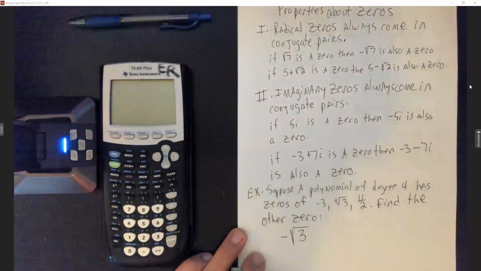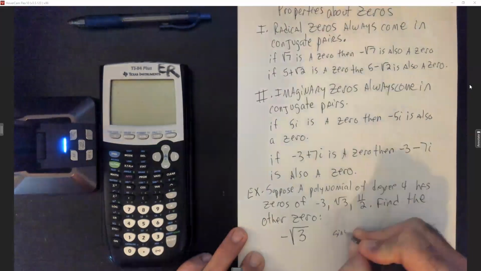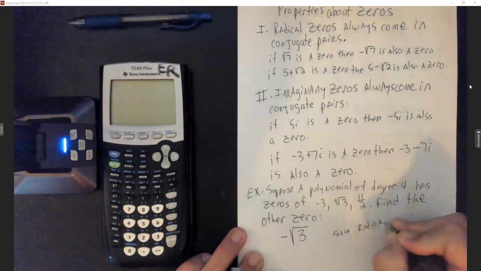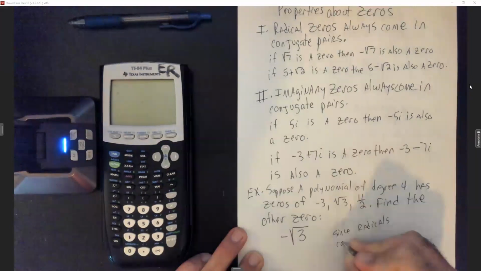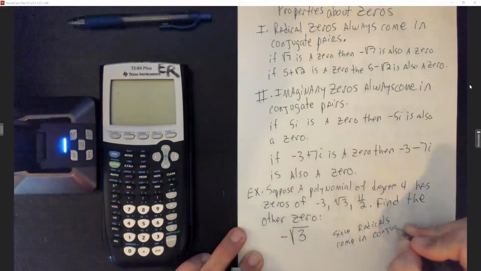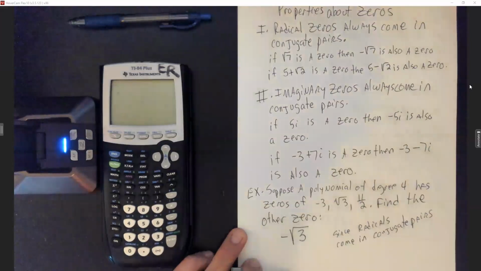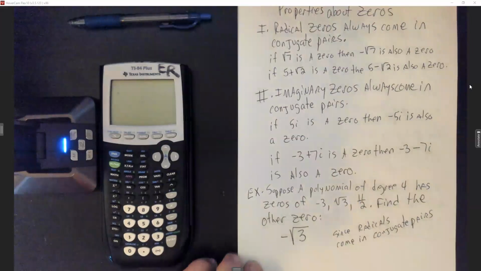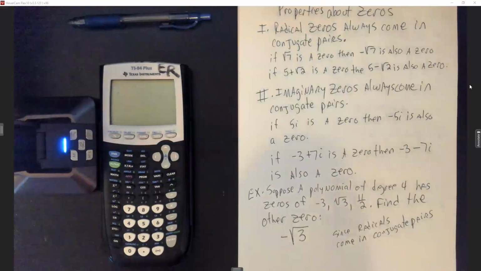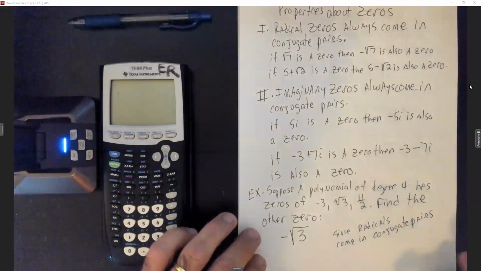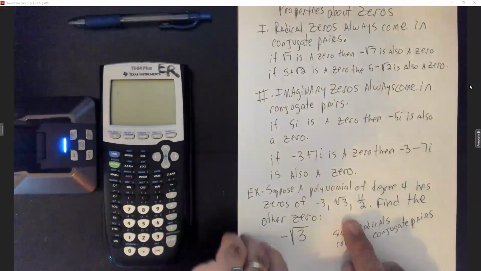And that's since radicals come in conjugate pairs. Okay, so that's all we had to do to that one, and we get to move on. So I'll do another one like that real quick, using this.